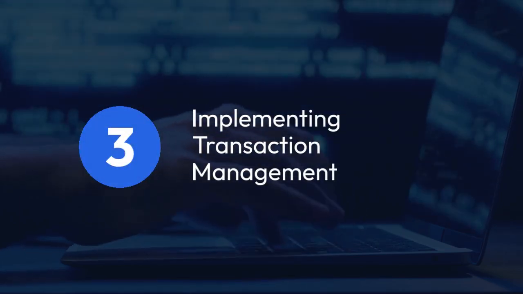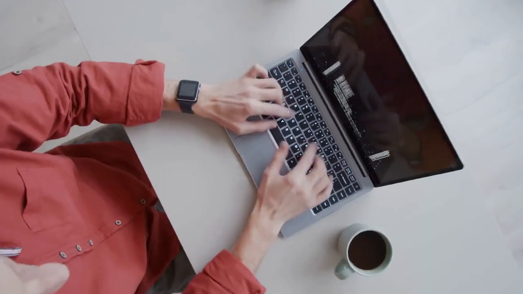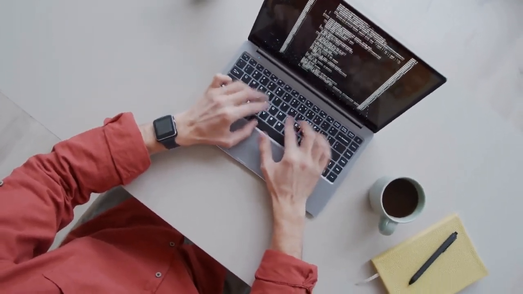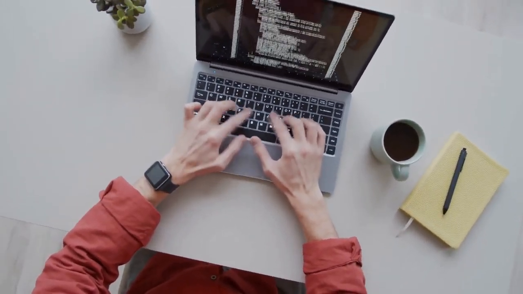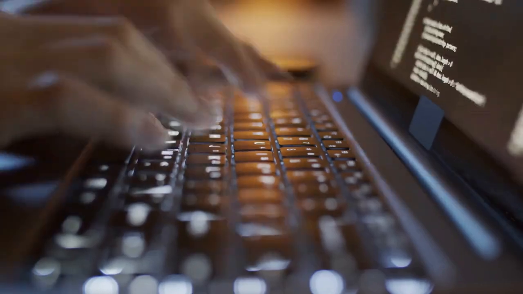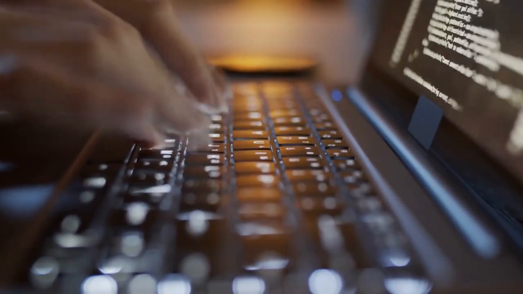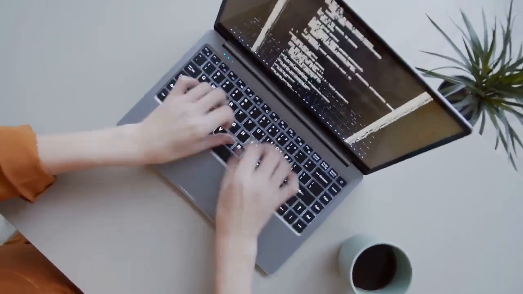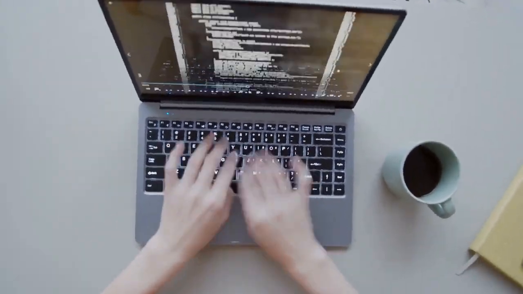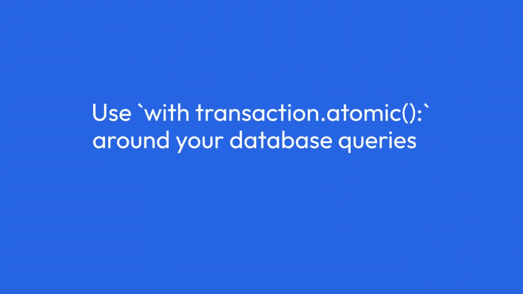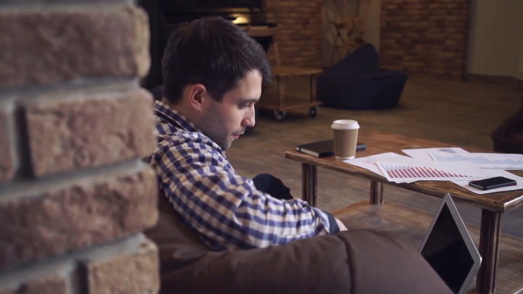3. Implementing transaction management. Ensure that all your database operations are wrapped within database transactions. A transaction is a single unit of work, ensuring that either all changes are applied or none are. In Django, you can use the atomic decorator or context manager. This helps avoid long-held locks and improves concurrency. For example, using with transaction.atomic() around your database queries guarantees atomicity, and if an error occurs, any partial changes are rolled back, releasing the lock.